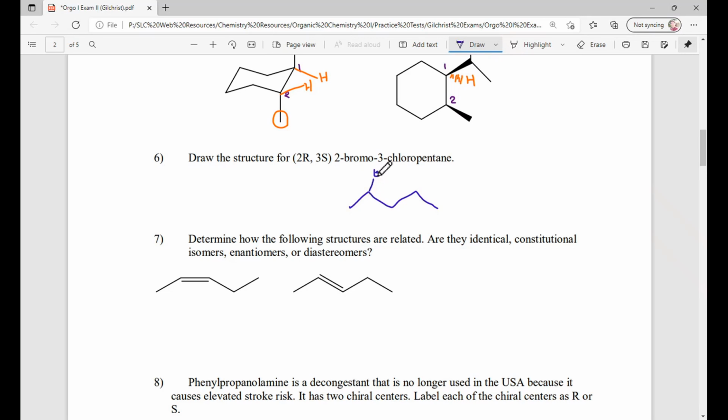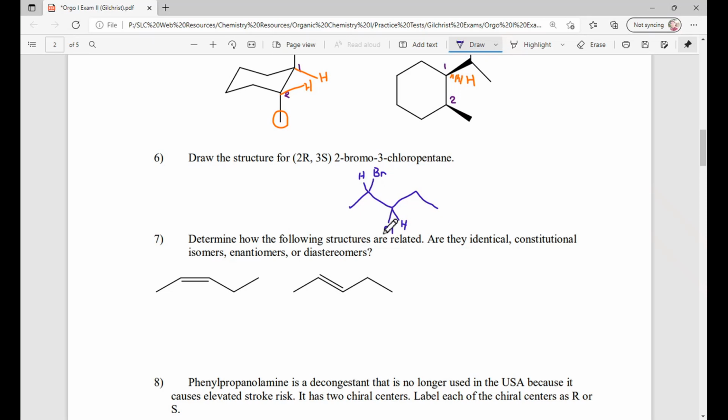I'm not going to actually draw a wedge or dash yet. And I'm going to draw 3-chloro. Not going to draw a wedge or dash yet. And I'll draw my hydrogen here. Now, the truth is I may probably just erase that hydrogen later on, but I like to draw the hydrogen just for emphasizing the different groups.